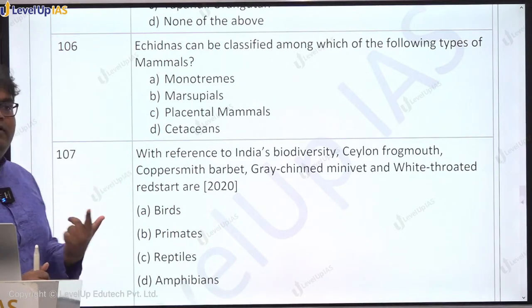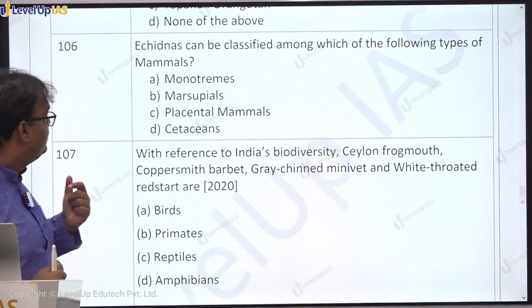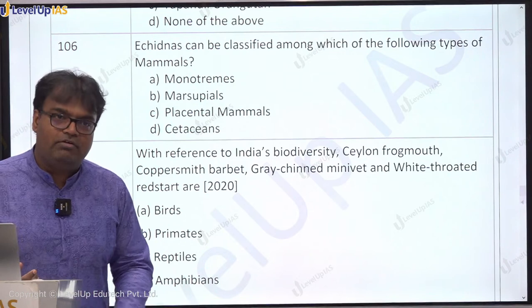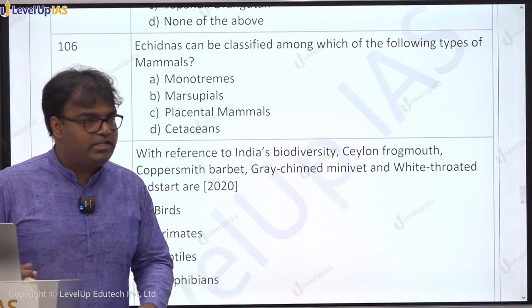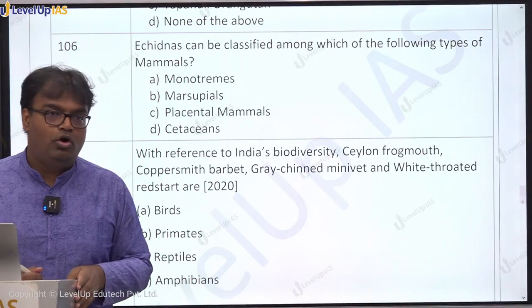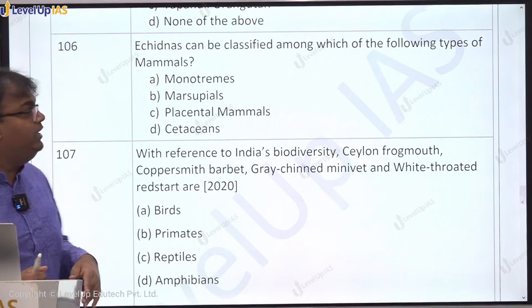Marsupials we understand. Kangaroo is a marsupial. Tasmanian devil is a marsupial, right? Placental mammals: most mammals are placental mammals, those connected to their mother through a placenta. Cetaceans, like the blue whale and dolphins. These are cetaceans. The water-living mammals are generally cetaceans.